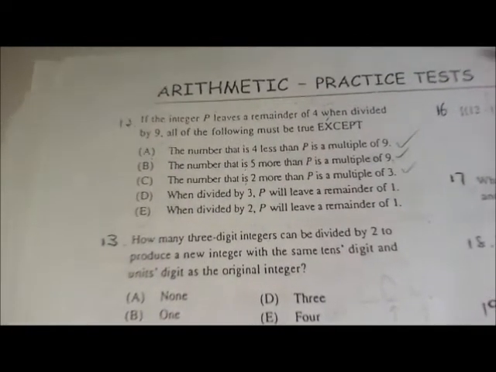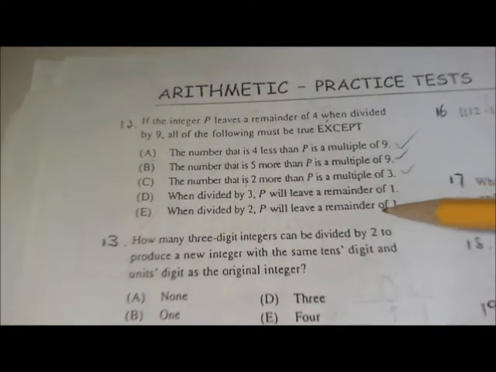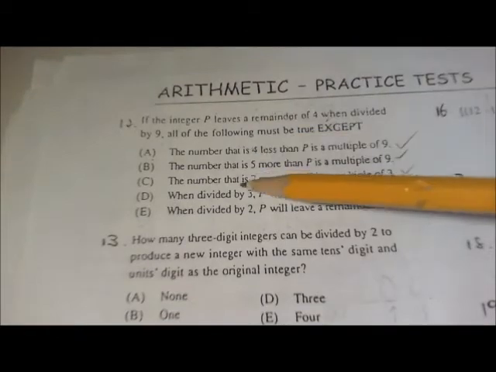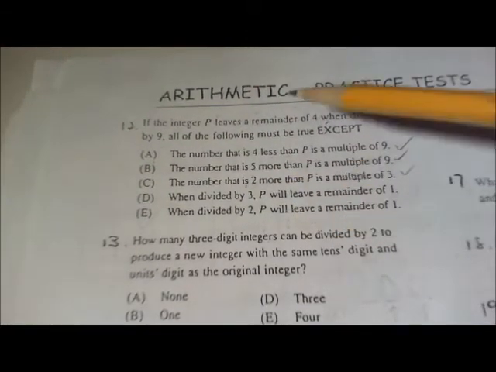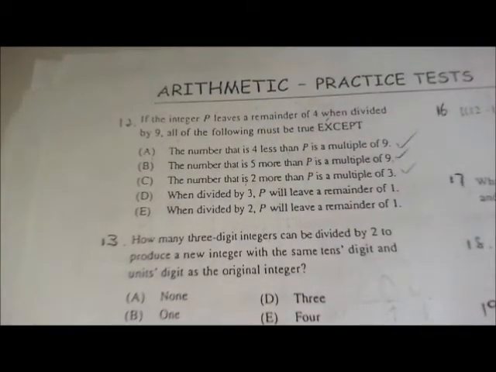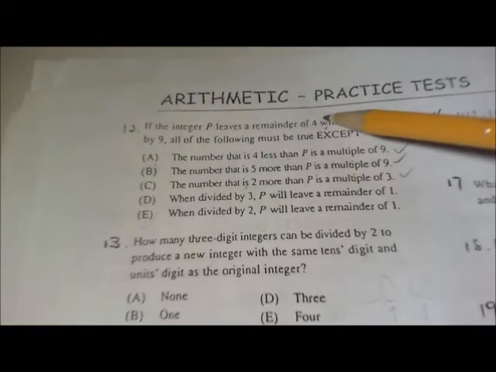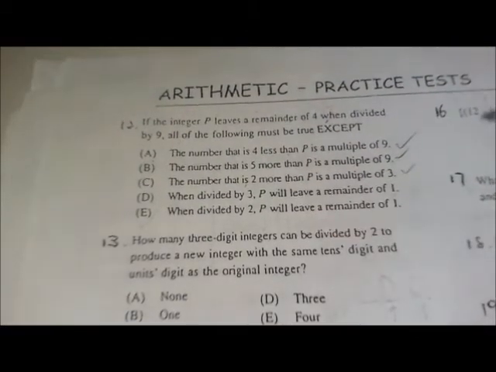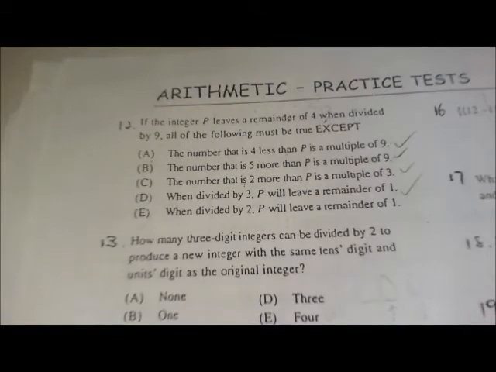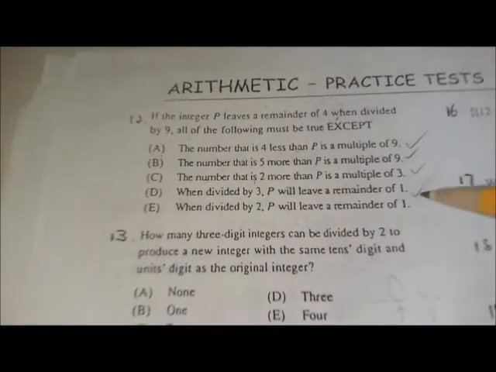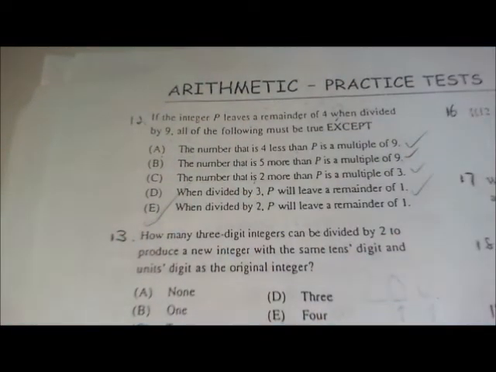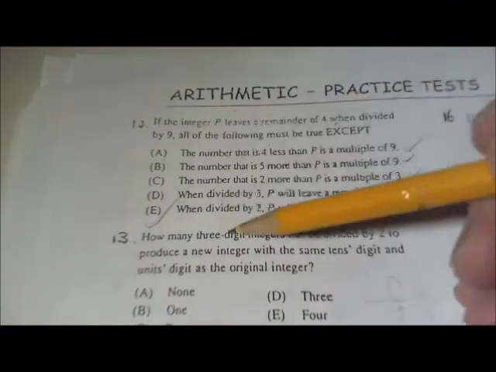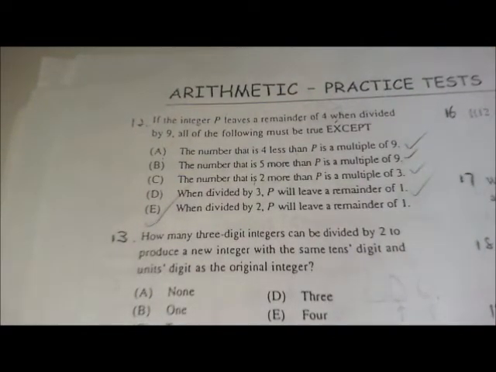Number 4, D: divided by 3, the remainder is 1. Now, since 9 is a multiple of 3, this number can be divided by 3 too. So you deal with the remainder: 4 divided by 3, you have an extra 1, so the answer is also correct in this case. The last one should be E. When divided by 2, P will leave a remainder of 1. Because 9 is not a multiple of 2, you can't do this anyway.